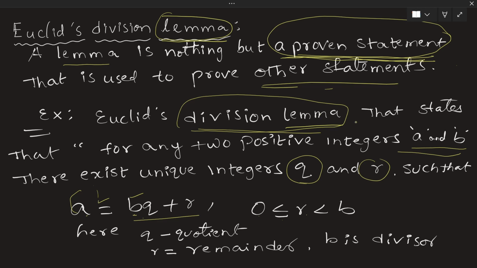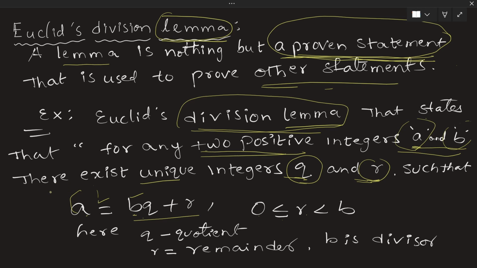Here the Euclid division lemma states that for any two positive integers, we are assuming one integer is a and the other one is b, there exist unique integers q and r such that a is equal to bq plus r. Here, students, a is the dividend.